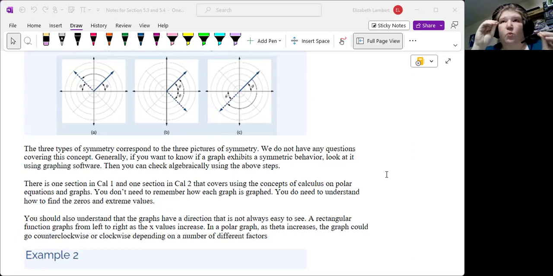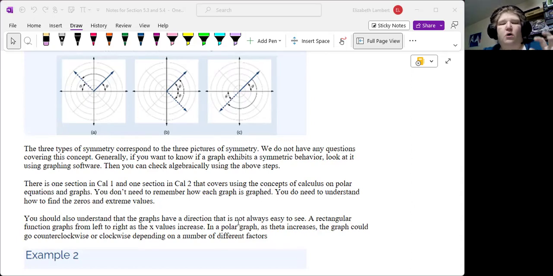So there's one section in Cal 1 and one section in Cal 2 where you might touch on this. And that is when you're learning the new operations in calculus, then you can also apply them to other coordinate systems, which would be polar. Like I said, there are some applications for polar coordinates that make sense. And so knowing that you can use these skills in those areas is helpful if you're going into those areas. Okay.